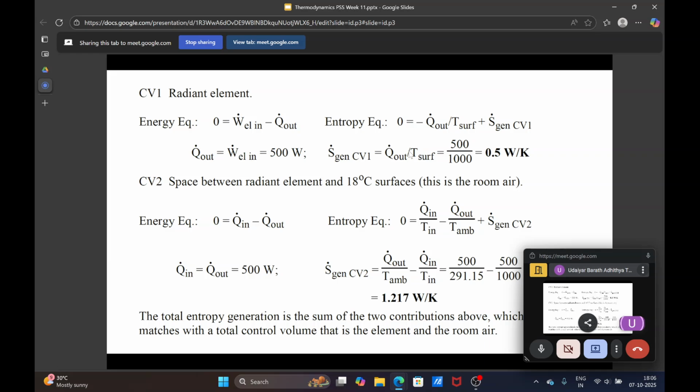Similarly, now whatever heat is radiated out by the lamp is absorbed by the encompassing surfaces.